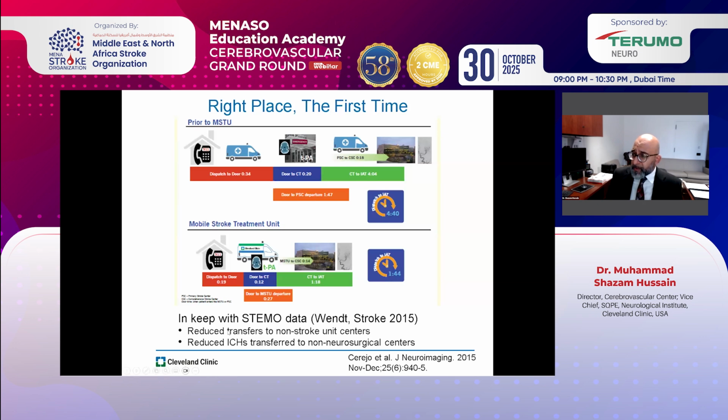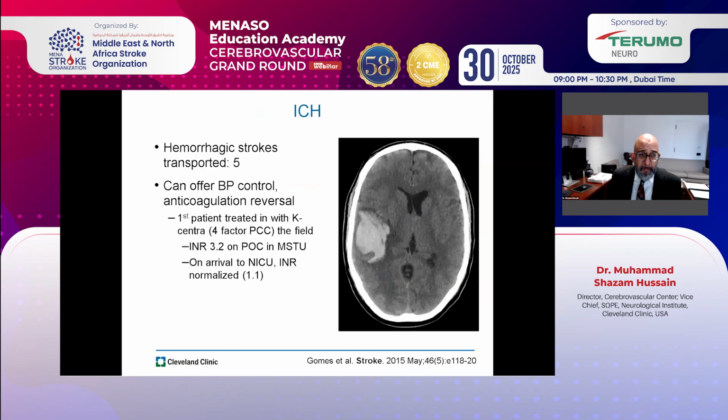They were able to show that they had reduced transfers to non-stroke centers, as well as less ICHs going to non-neurosurgical centers, more of those ICHs ending up in hospitals that can handle that level of care. I had mentioned the ICH population. We did see 5 ICHs in that early time period. And in 2015, Dr. Gomez from our team was able to publish the first field anticoagulation reversal in a case of ICH.